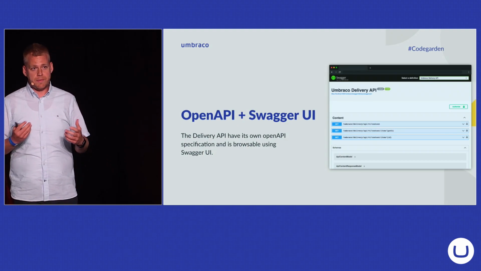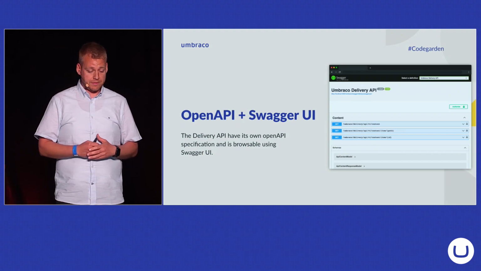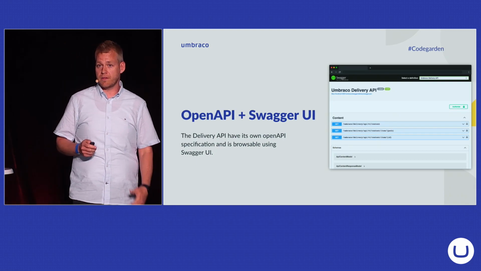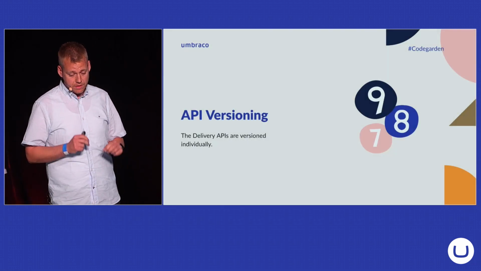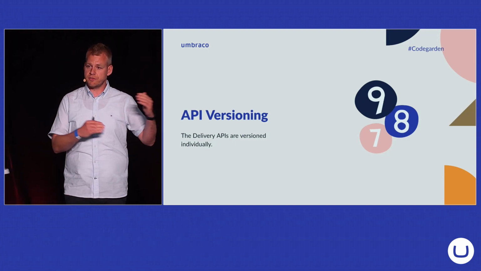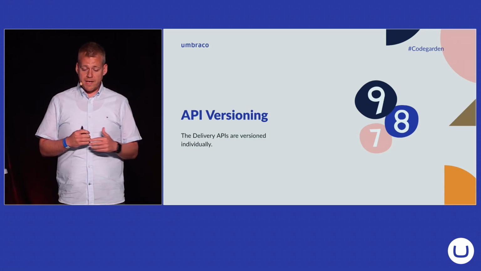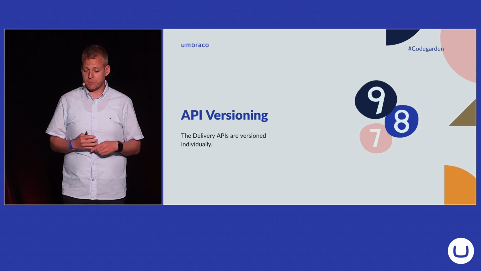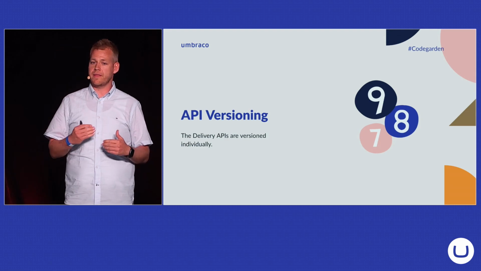So the API specification is an OpenAPI specification, and we have Swagger UI available as long as you are in development mode. We decided to version each endpoint individually instead of the entire API. This is mainly to let us add new or change existing parameters without breaking the old API. Then we can make a new version.